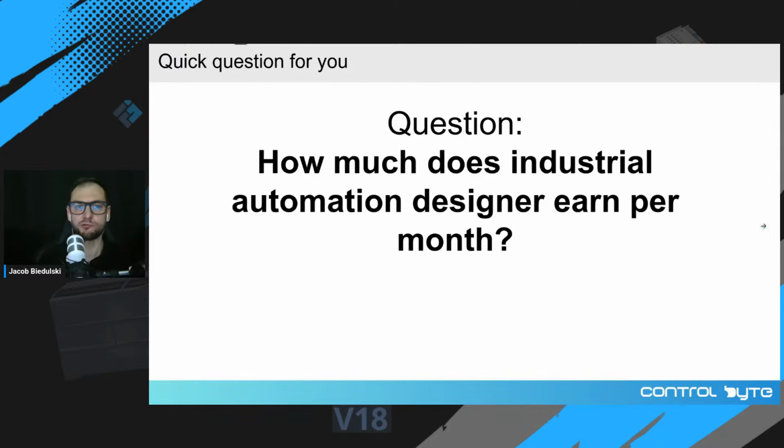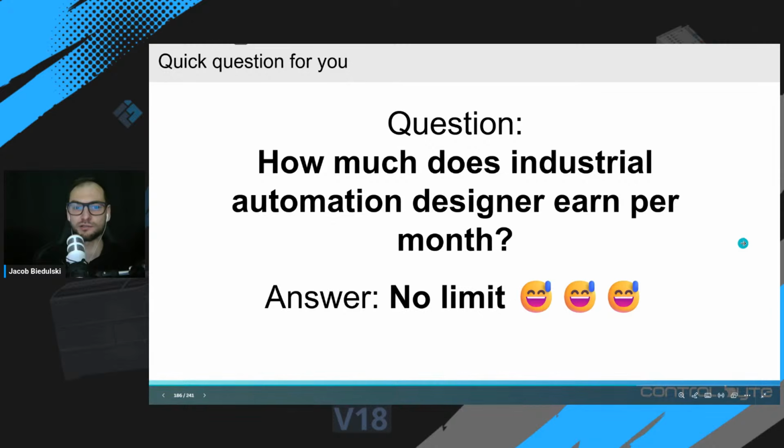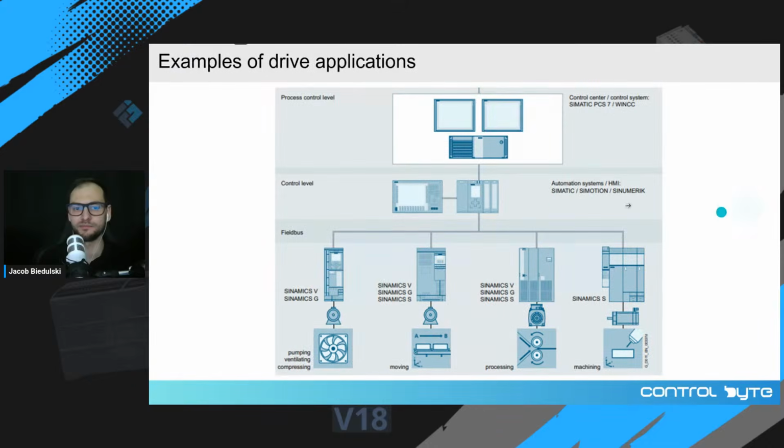Okay, a quick question for you. How much can an industrial automation designer earn per month? The answer is no limit. It depends on your knowledge. It depends on the project that you are involved. So if you want to work in automation industry, there are a lot of work opportunities. I'm sure that if you are determined, you will get the job as soon as possible.